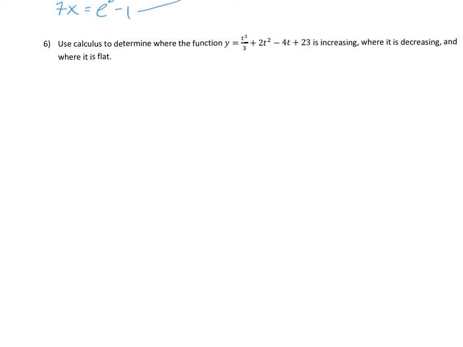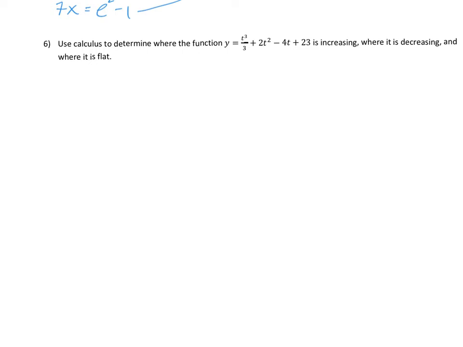So that means I have to take the derivative, right? So y prime is going to be 3t squared over 3, which is t squared, plus 4t minus 4. And now I need to analyze where this function is 0, bigger than 0, and less than 0.